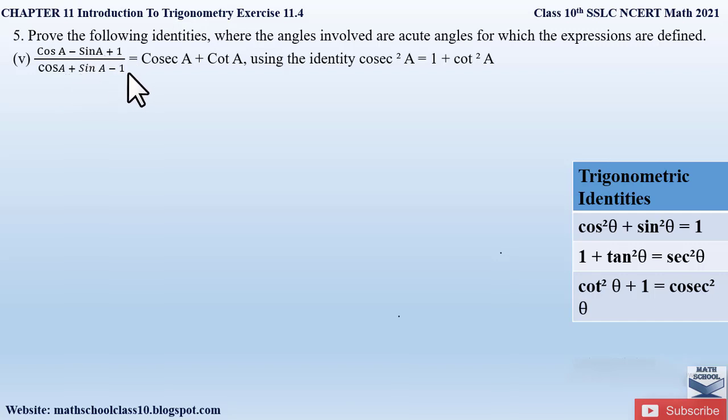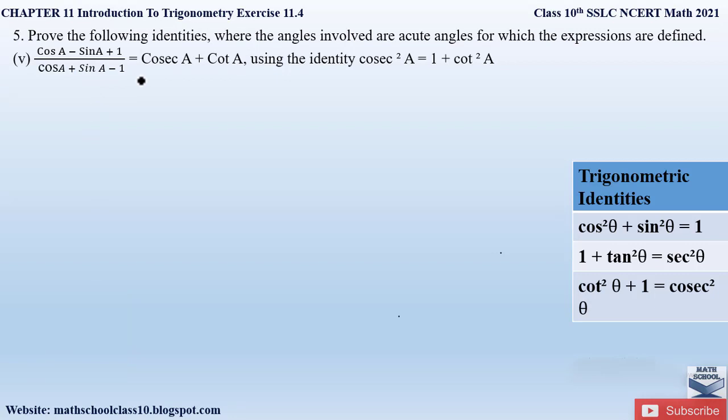So part 5 from question number 5 is cos a minus sin a plus 1 divided by cos a plus sin a minus 1 equal to cosecant a plus cot a. So again here we have to prove that left hand side is equal to right hand side by using this identity, that is cosec square a is equal to 1 plus cot square a. Right, so let us first consider the left hand side part.